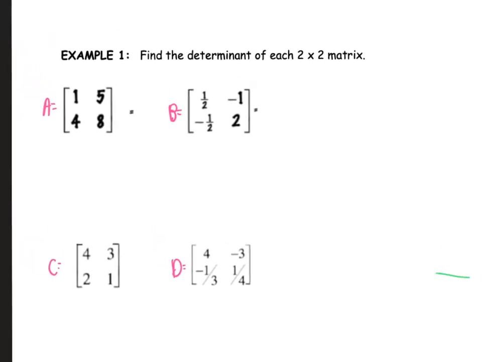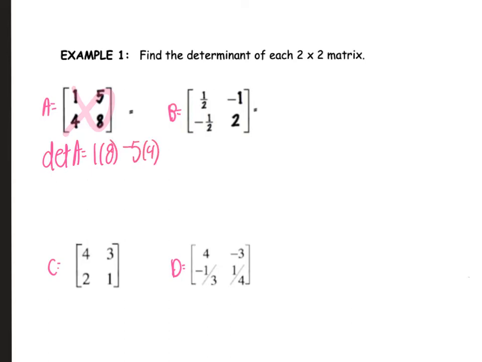Okay, so first I'm going to find the determinant of A. So remember, when I find the determinant, I'm going to find the product of the diagonal. So for the determinant of A, I do 1 times 8 minus 5 times 4. 1 times 8 is 8. 5 times 4 is 20. So my determinant is negative 12.